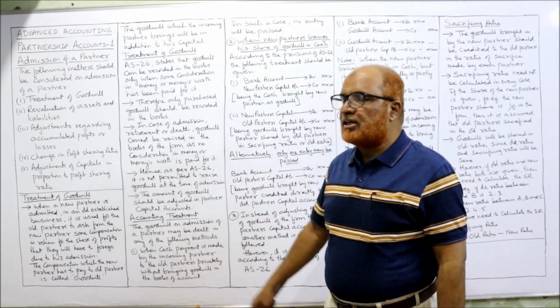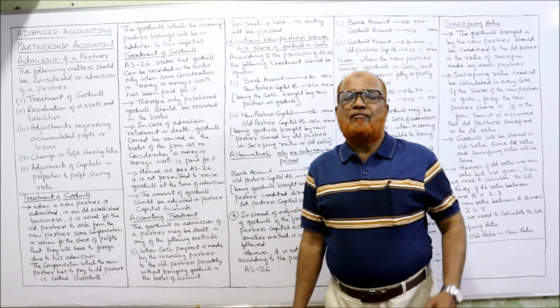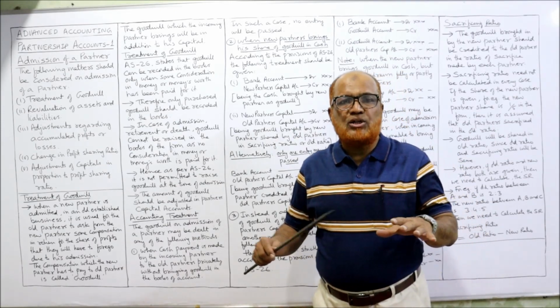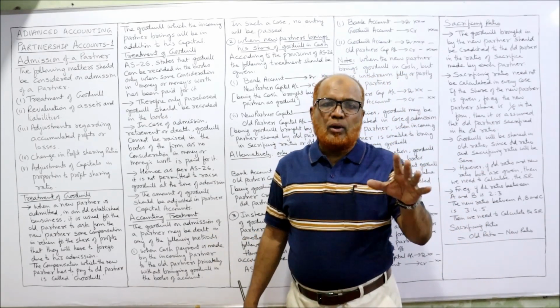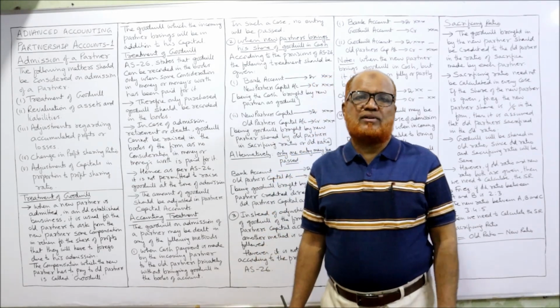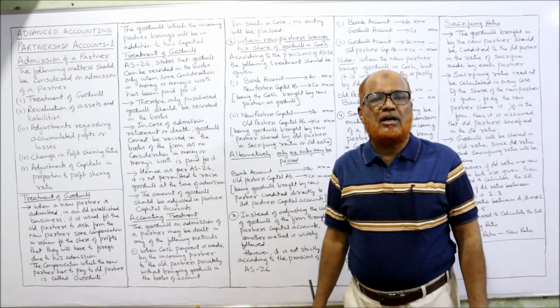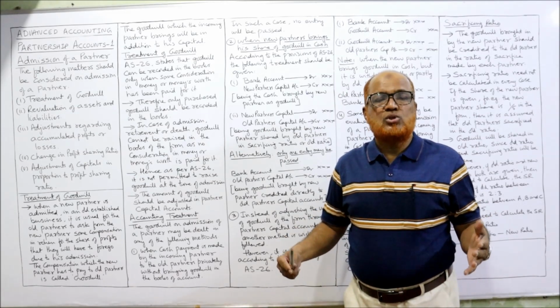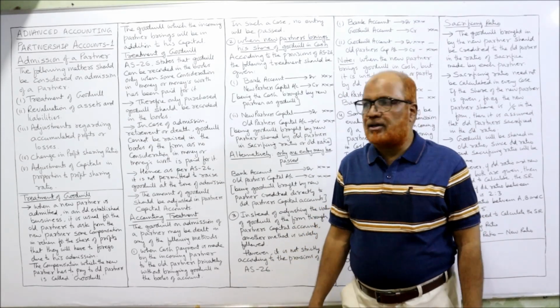Then the fourth one is change in profit sharing ratio. Whenever there is admission of a new partner, the profit sharing ratio will change. Earlier only two partners were sharing the profits. Now a third partner has come in. In that case, the sharing ratio will change, so this also requires some treatment.